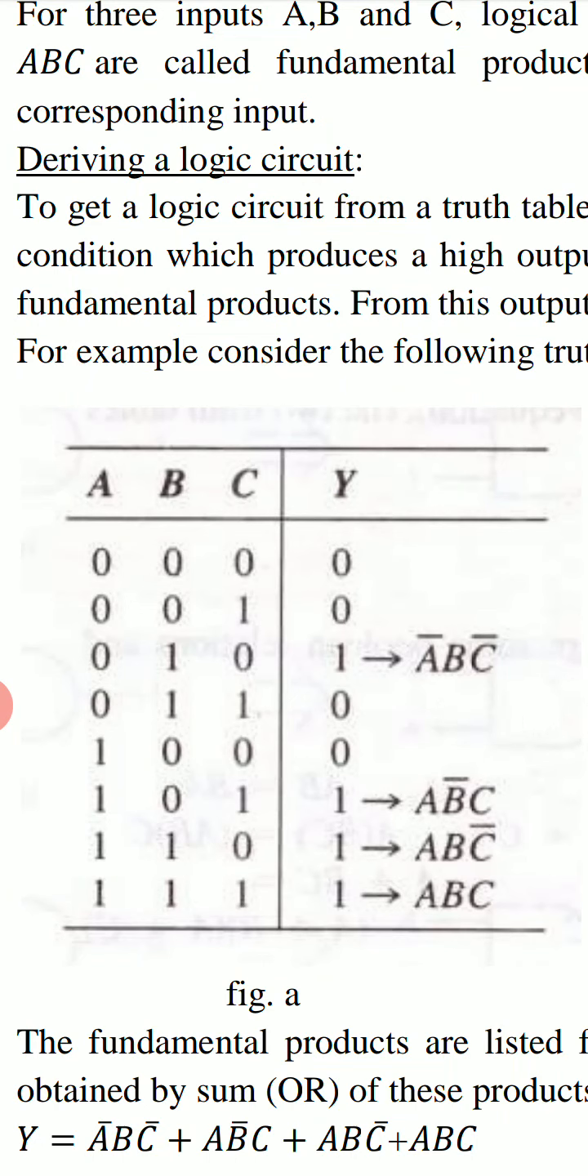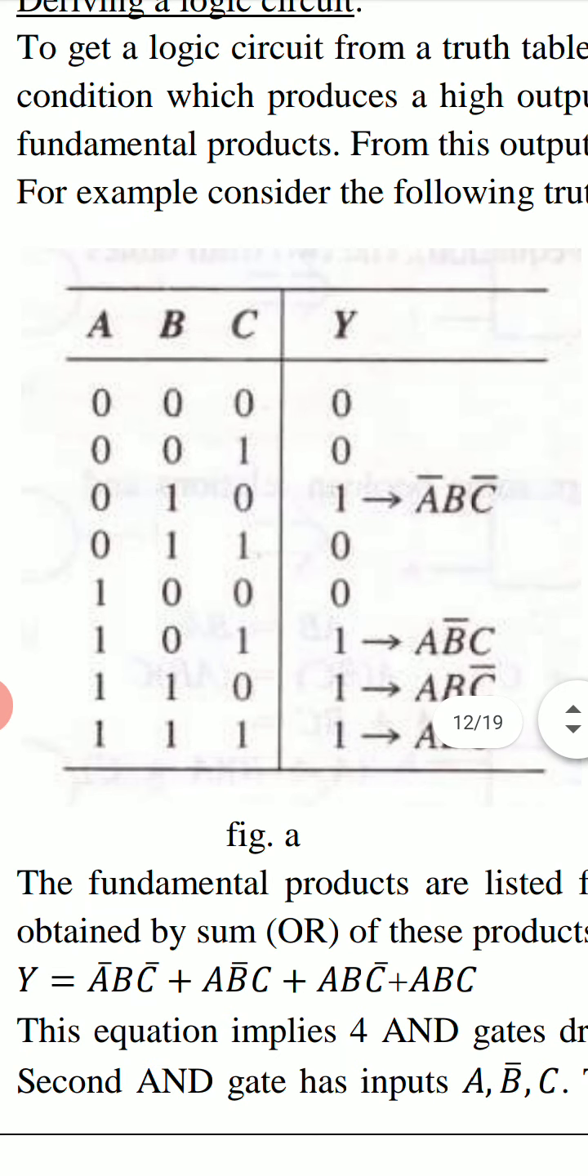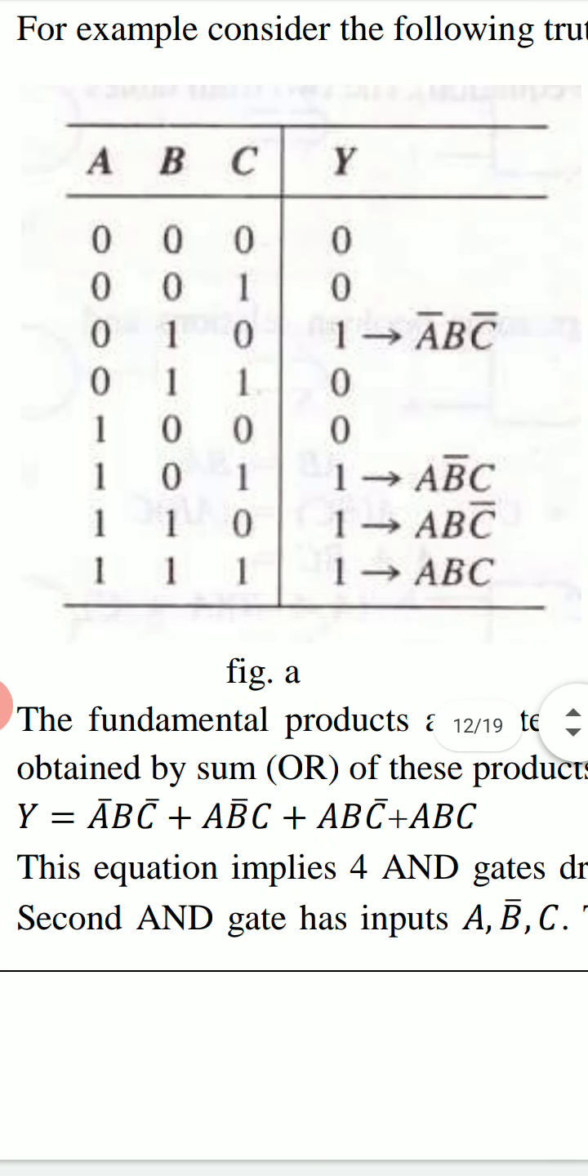Deriving a logic circuit. Now we will see how we can derive a logic circuit for a given truth table by using these fundamental products. Let us consider this truth table for three inputs A, B and C. Output Y is 1 in 4 combinations. So we write fundamental products for those outputs Y which are 1.